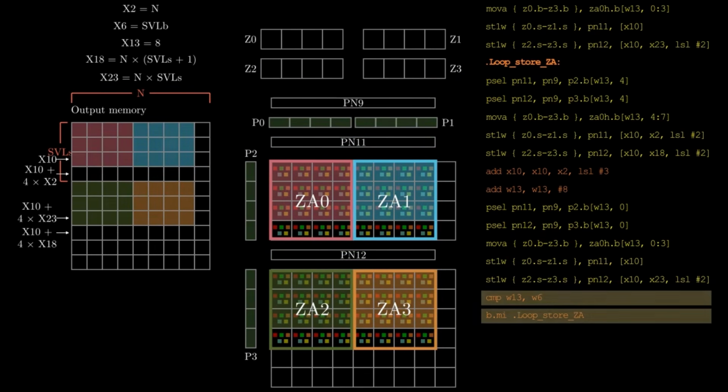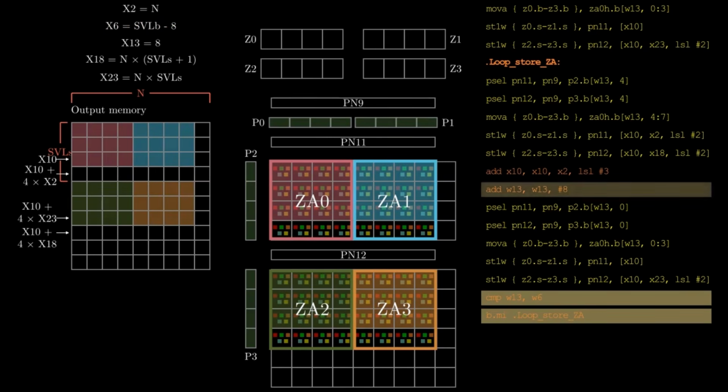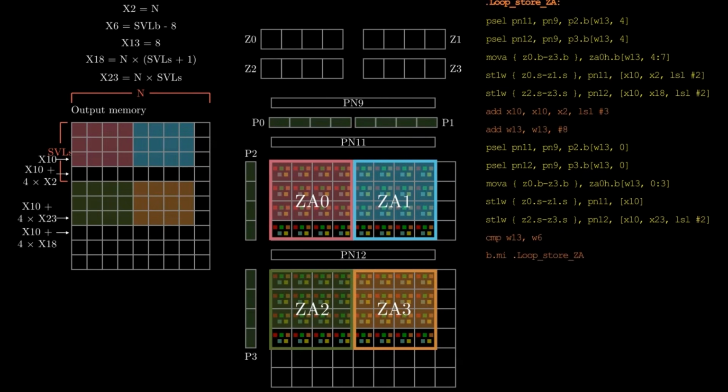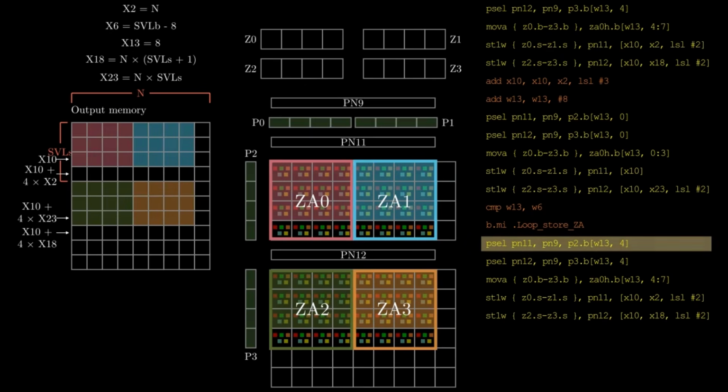Now we can test W13, but the trick is to initialize W6 to be SVLB minus 8. This means that when the loop condition is not met, there were 2 rows still to process when W13 was last updated. Since then, we have processed one of those rows, so there is now just one last row left to store to memory. Let's do that now.